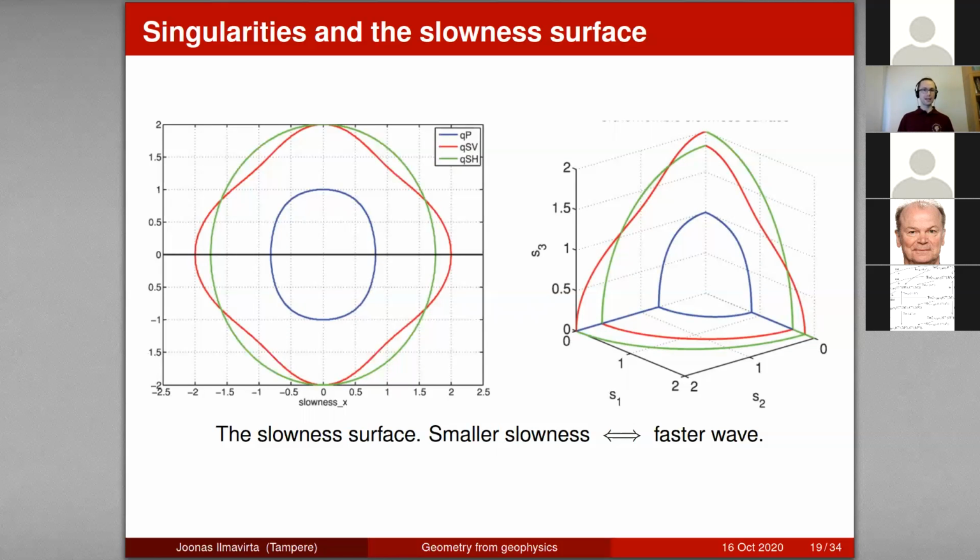So the quasi-P slowness surface, this blue one, behaves better than the quasi-shear ones, these red and green ones. And there's a couple of reasons. First of all, the blue one is convex. The red one is not exactly convex, it's a bit concave in a couple of places, and that is a major technical nuisance. And also, the red and green, these two shear wave things, they intersect each other.